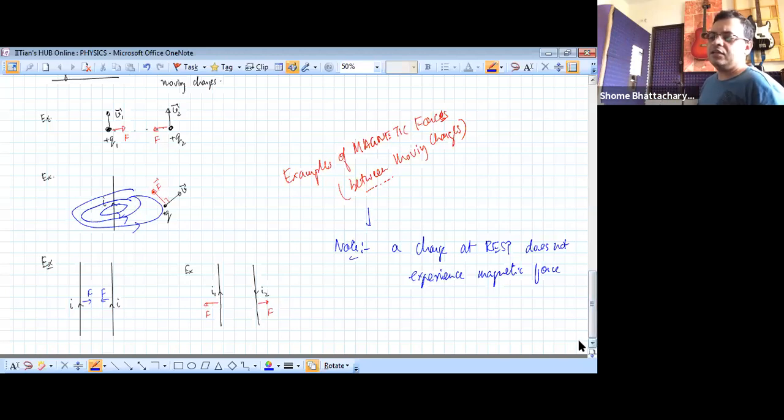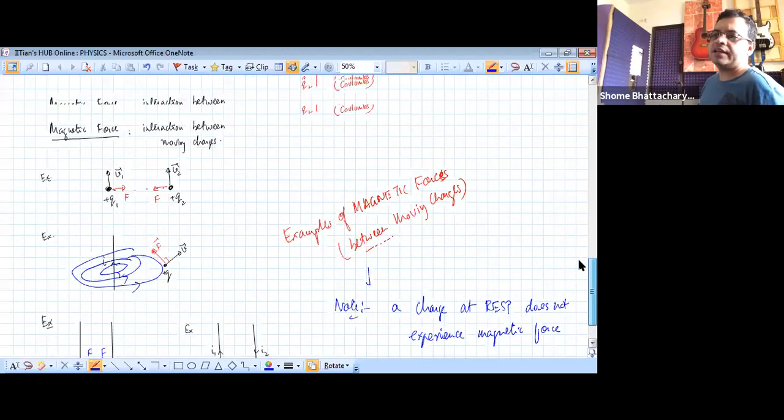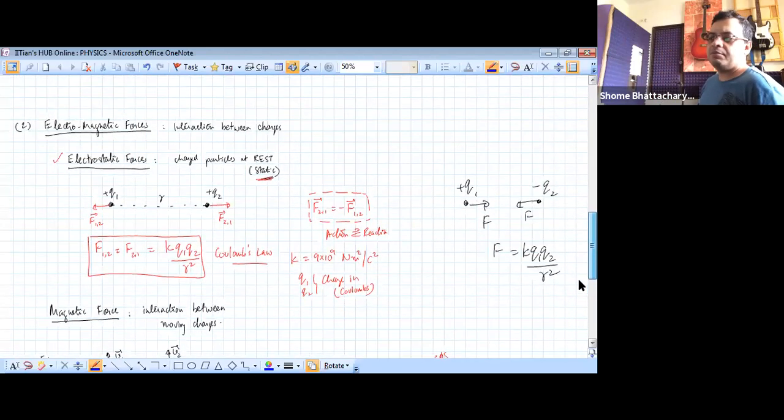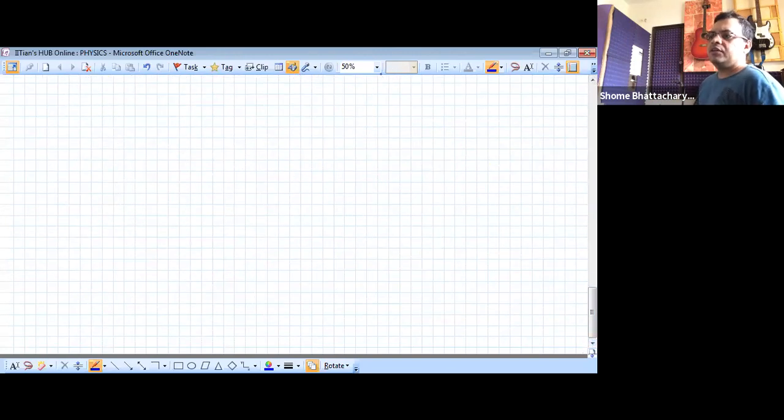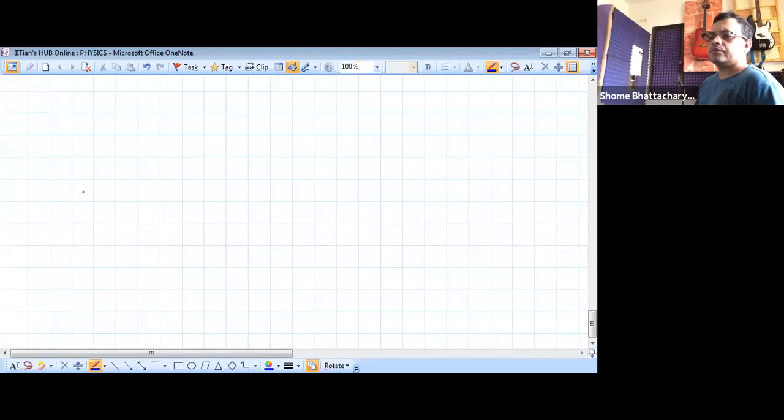So collectively, electrostatic force, the force of interaction between static charges, and magnetic force, the force of interaction between moving charges or currents, are called electromagnetic forces, and that's the second fundamental type of force. The third fundamental type of force, as we were talking about, is the strong or nuclear forces.